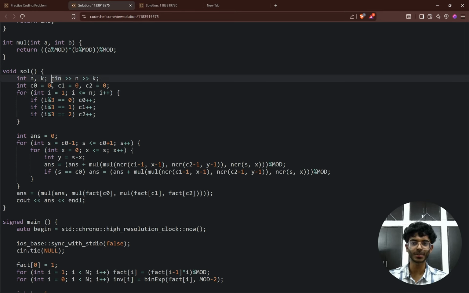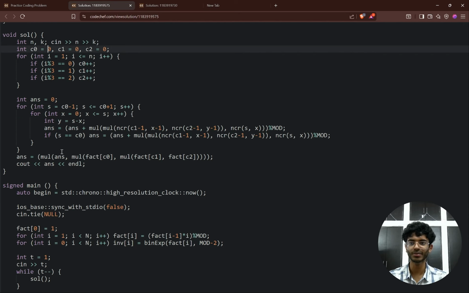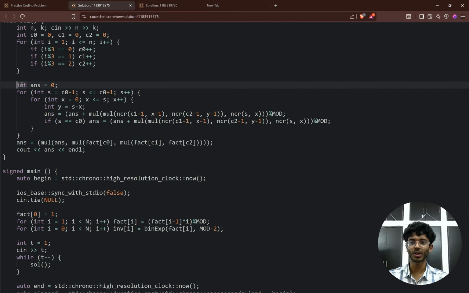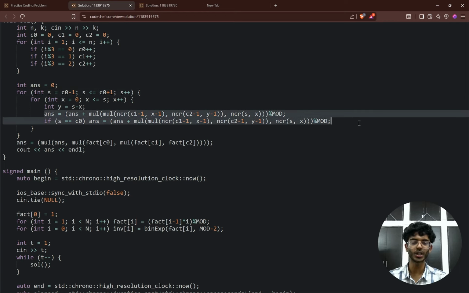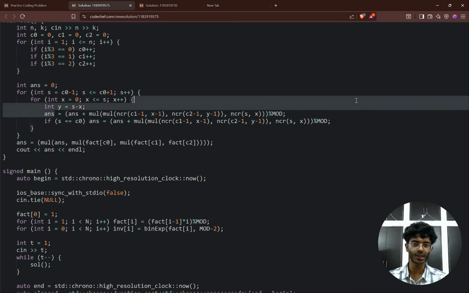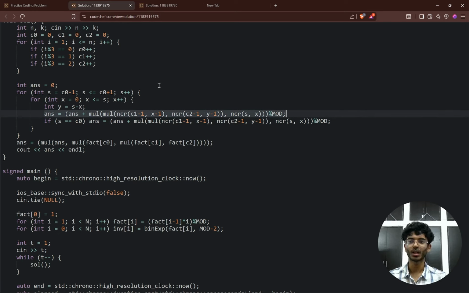You can also just do it directly by doing n upon 3, n plus 1 upon 3, sort of stuff. But yeah, now we're running a loop from C0 minus 1 to C0 plus 1. And then if S is equal to C0, we're counting it, adding it up 2 times. Otherwise, we're just adding it up 1 time, as we discussed earlier. Now we're running a loop for X from 0 to S. Now Y is S minus X.